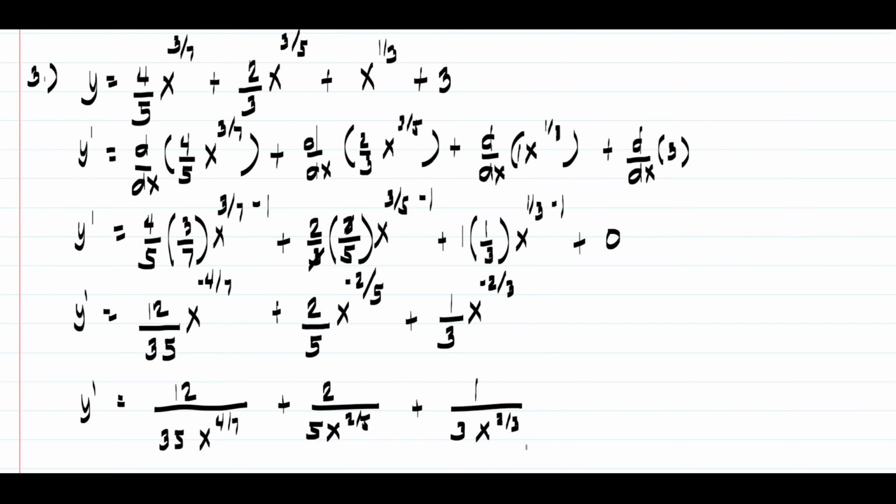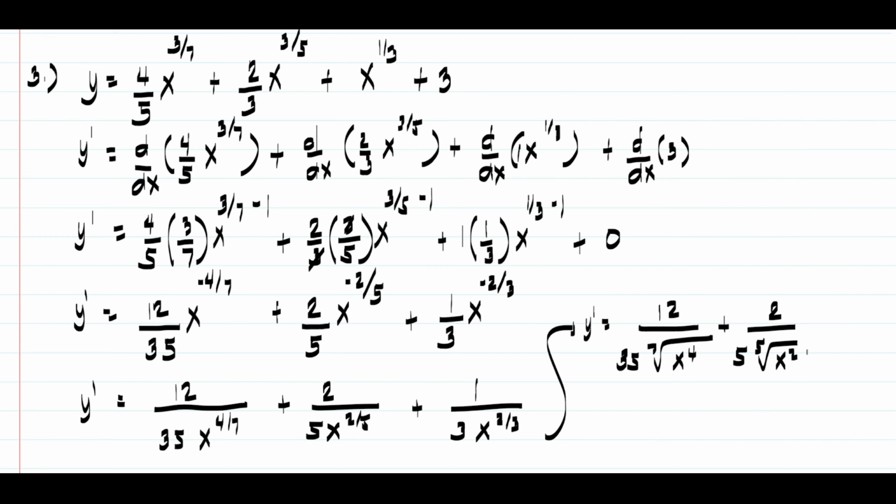So you can write your answer in this form, or you can write the radical form of the denominator, that is y prime is equal to 12 over 35 seventh root of x raised to 4 plus 2 over 5 fifth root of x squared plus 1 over 3 cube root of x squared. So this will be our final answer.